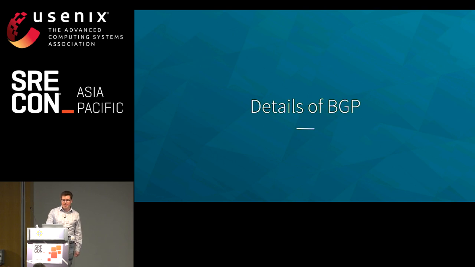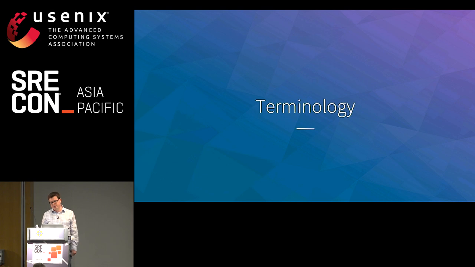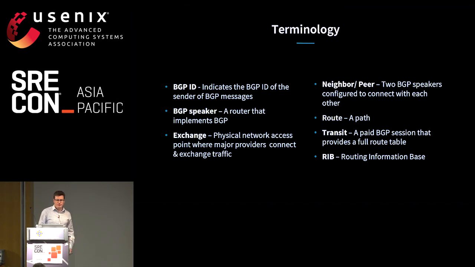All right, so let's dive into the details of BGP. Firstly, we'll look at some terminology. I've used some of it so far, but the first one is BGP ID. Basically every BGP router on the internet has an ID, which is generally an IP address associated with an interface or the loopback address of the router. A BGP speaker is any router that implements the BGP protocol. An exchange or internet exchange is a physical network point where major providers connect together and exchange traffic. There are definitely a number in Singapore here. A BGP neighbor or peer: these are two BGP speakers that are configured to directly connect to each other.